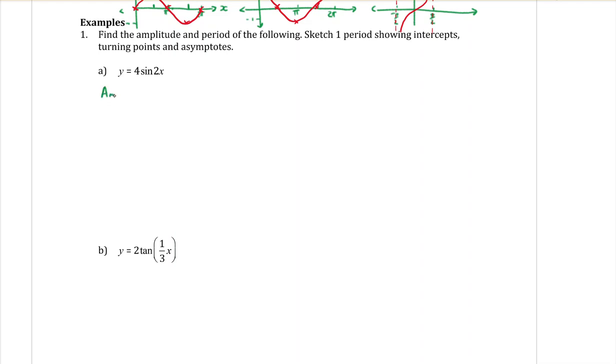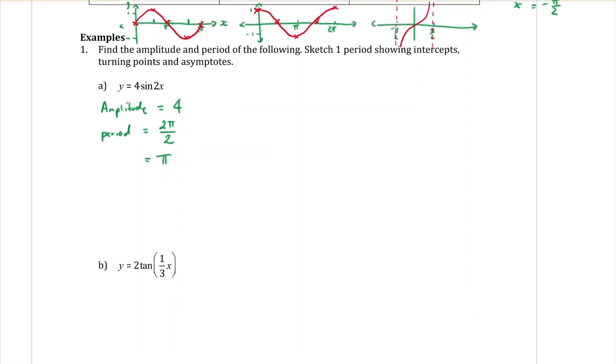My amplitude is going to change to be 4 for this graph. The period of this graph, normally the period for a sine graph is 2 pi. So I'm going to divide that by the number that is in front of the x here, which is a 2. 2 pi divided by 2, the 2's will cancel out, and the period of this graph is going to be pi. It is helpful if you either know the original one really well, or you can draw a quick sketch of it each time before you do the new one.